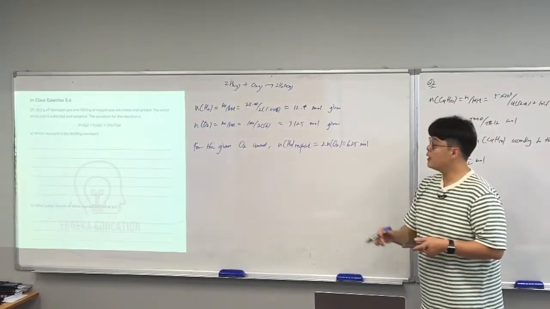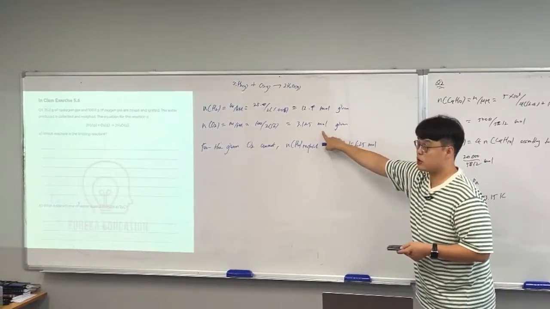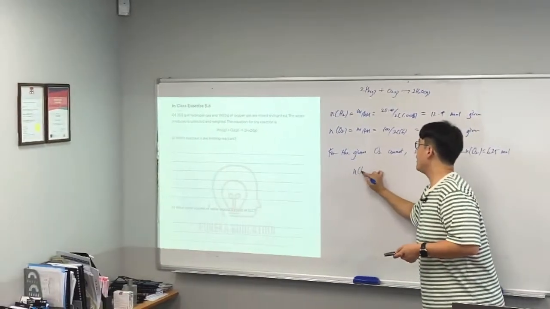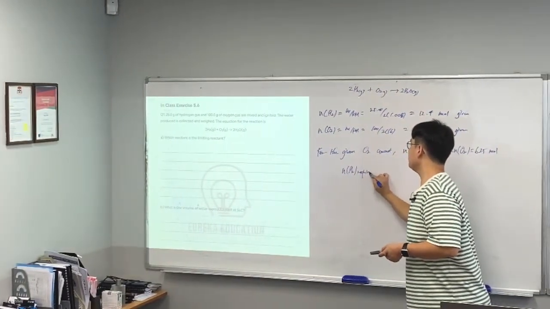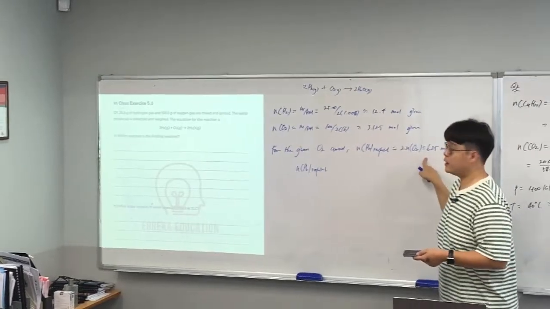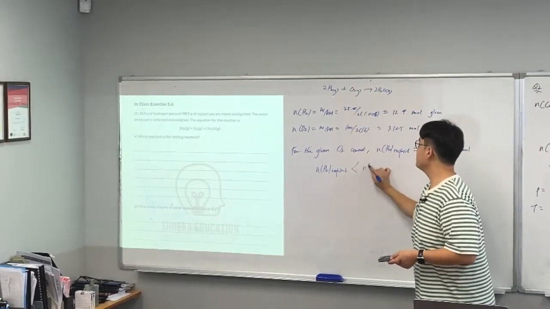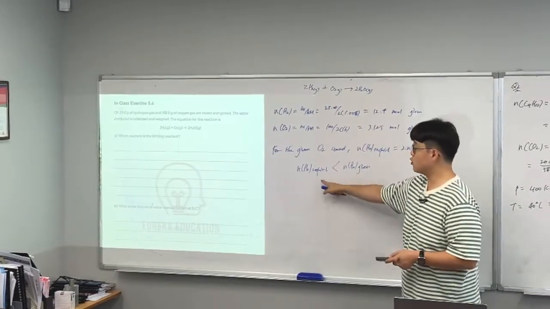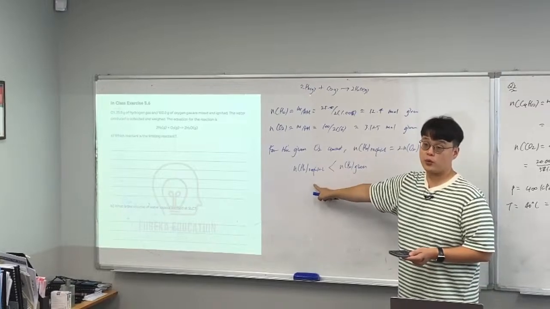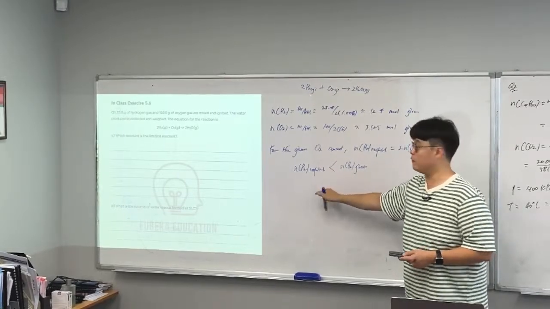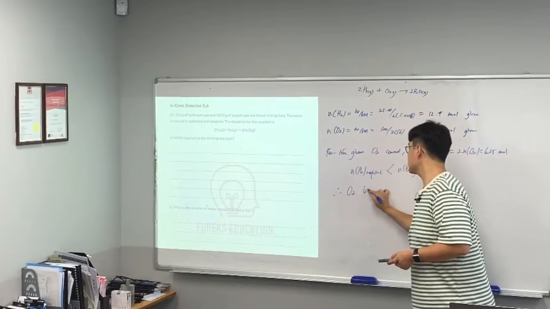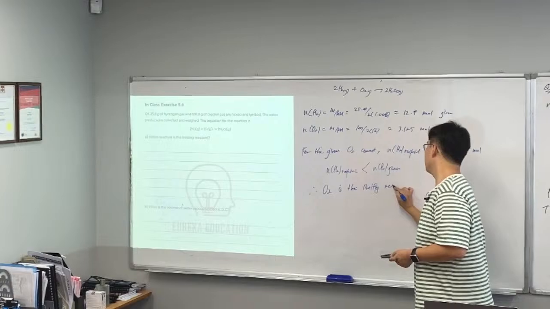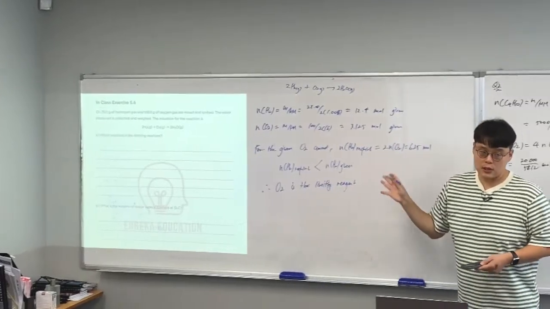Does that make sense? Okay. For this number of moles of oxygen, I need the hydrogen to be 6.25. So the amount of hydrogen required, 6.25, is much less than the amount of hydrogen gas you're provided. This means that after the reaction, hydrogen gas will be in excess, it will be left over. Therefore, the oxygen gas is the limiting reagent.